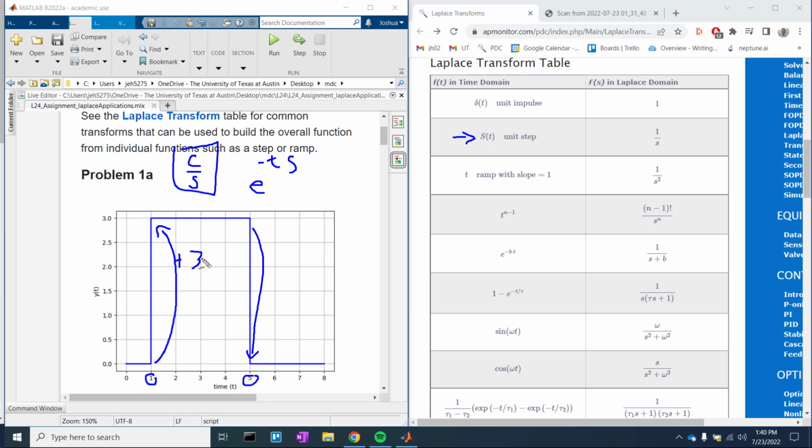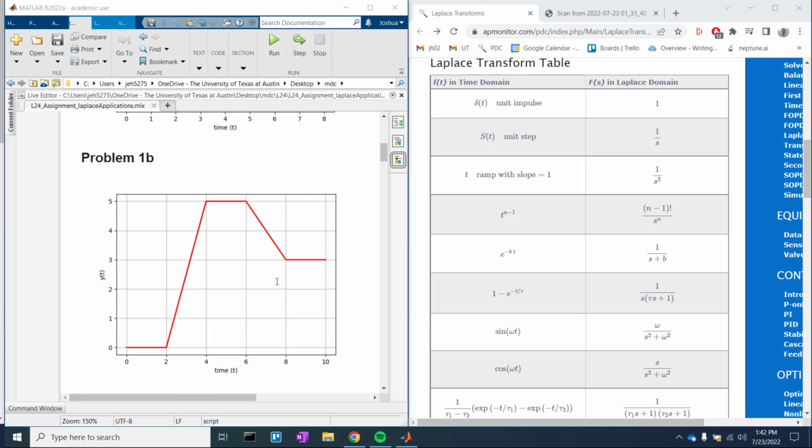So this is going to be 3 over s e to the negative s, and this is going to be negative 3, we're stepping down from 3 to 0, e to the negative 5s. So that's our first solution. Let's keep on continuing now.